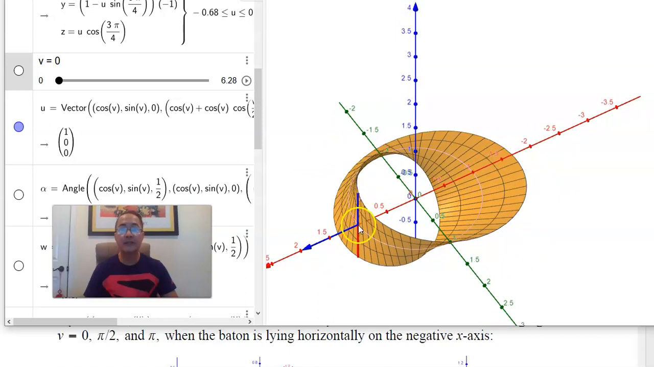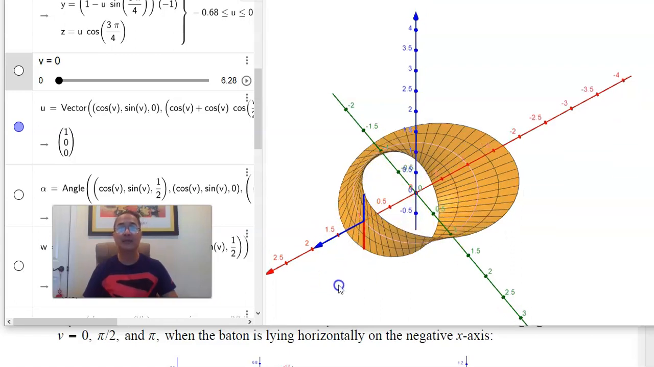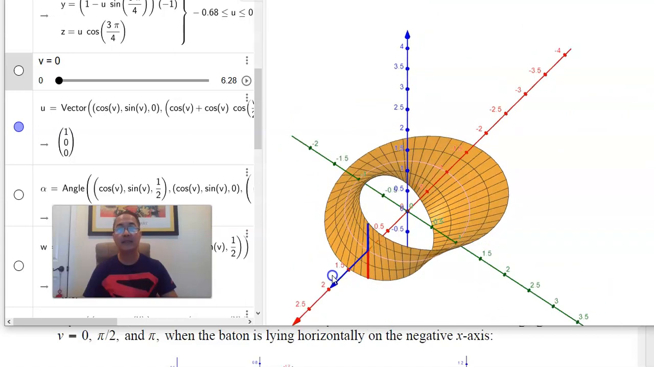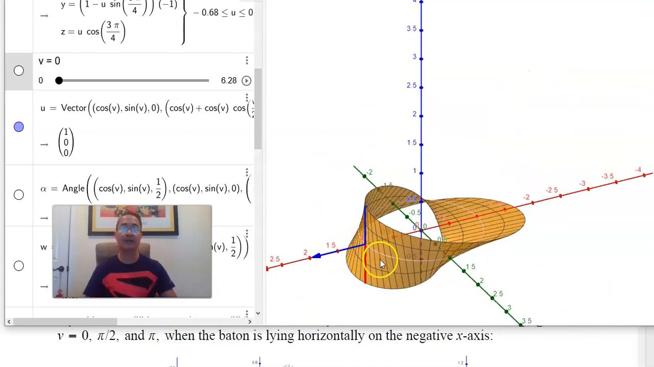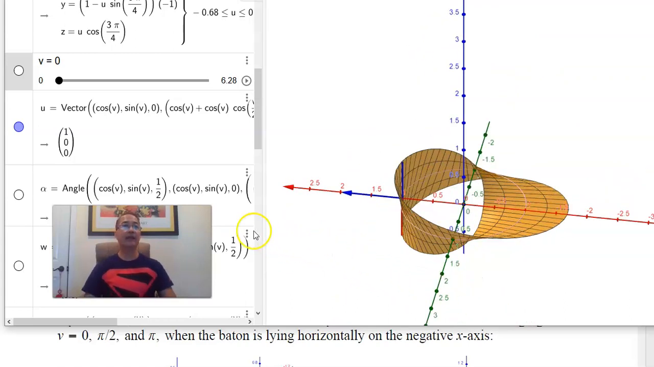Here is the starting point of the baton, and here's the normal vector at that point. Okay, so it's pointing away from what you might call the inside portion. So let's see what happens to that normal vector as it turns around, and maybe we should orient that. Okay, there you go. That's a good view. Okay, play the video.